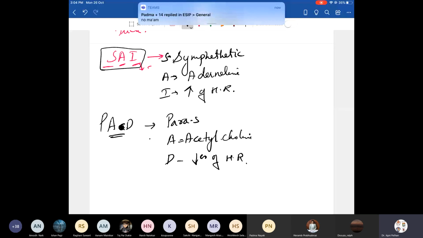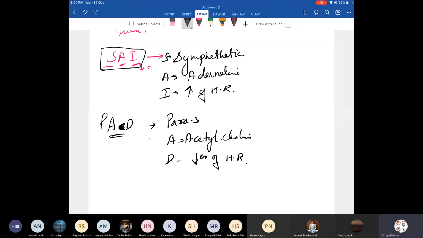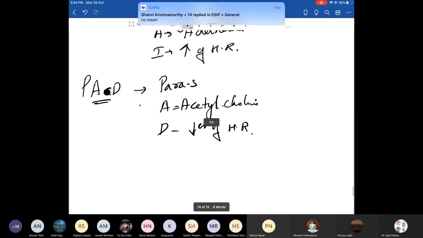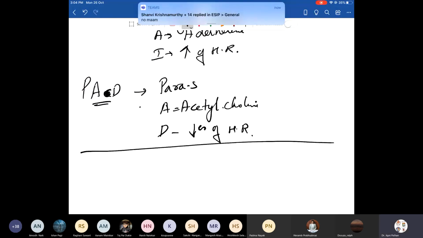Next. So try to make mnemonics for all the subjects. Okay. Try to read NCERT. Try to make your own notes. The next is endocrine control of HR.